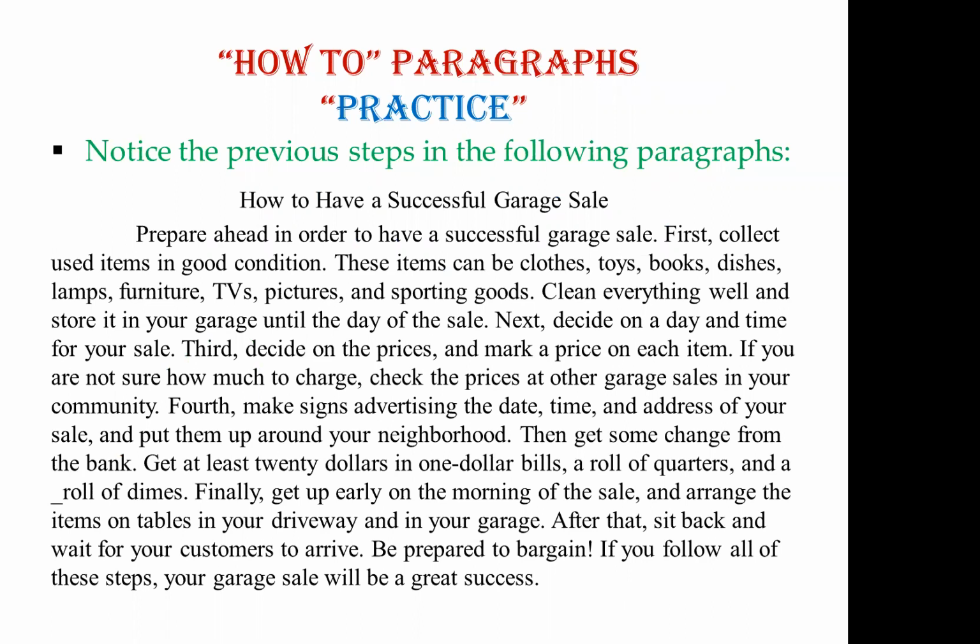We will see the main steps, and we will see that with each main step, we have a time order transition signal, and we will see that every main step will be discussed separately from the step before or from the step after. Okay, let's continue reading. First, collect used items in good condition. These items can be clothes, toys, books, dishes, lamps, furniture, TVs, pictures, and sporting goods. Clean everything well and store it in your garage until the day of the sale.